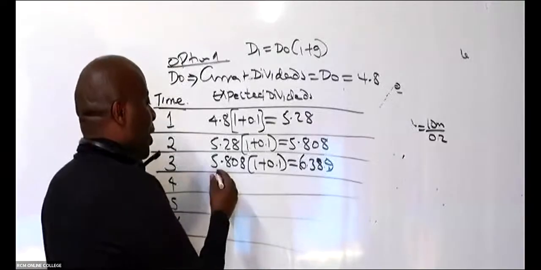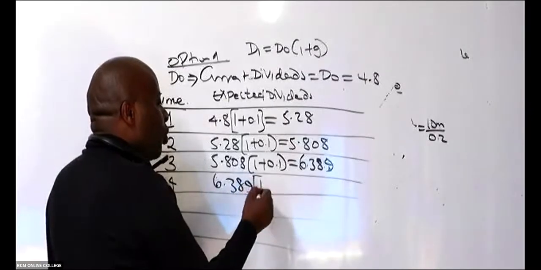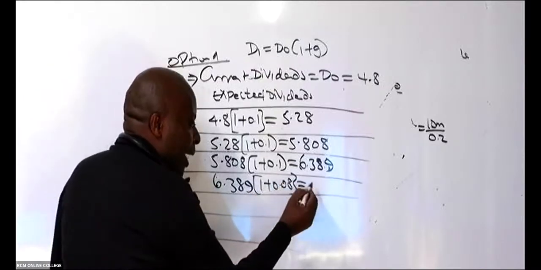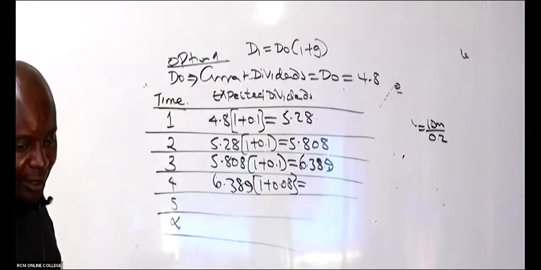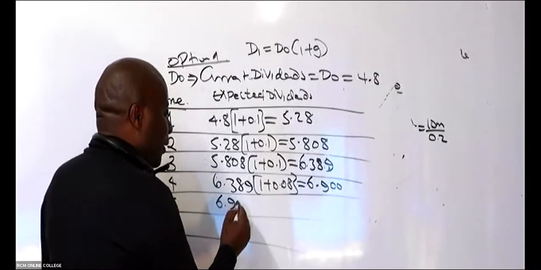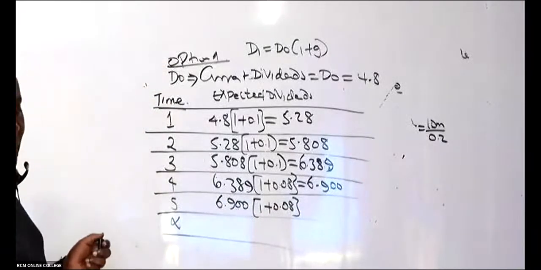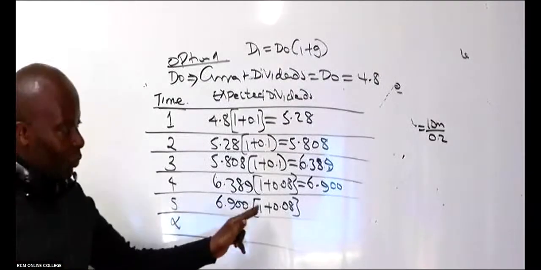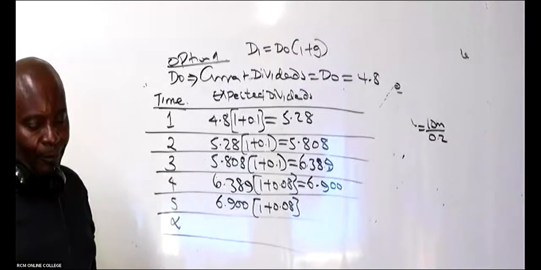Then we come here to year number 4. We are continuing with this dividend here. So it will be 6.389 times 1 plus 0.08, because now the new rate is 8%. Can you be kind enough to give me this answer? 6.900. Thank you so much. This 6.900 is what I bring here. Still, the 8% is applicable, because 8% is for those 2 years.